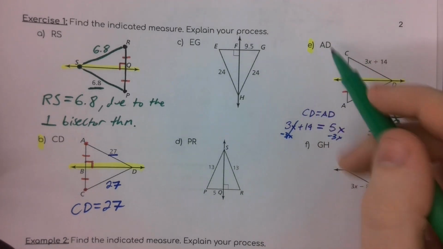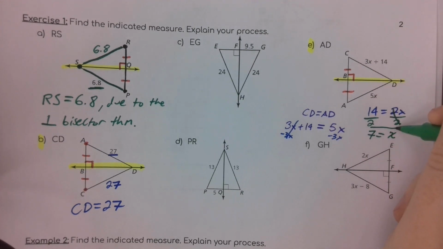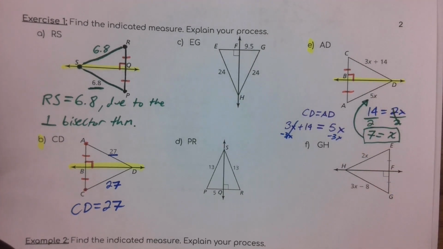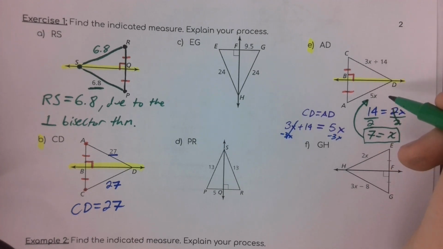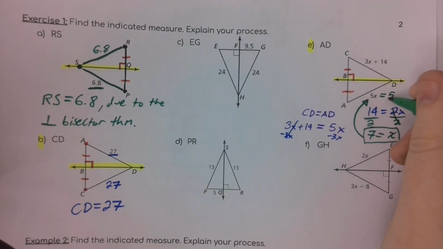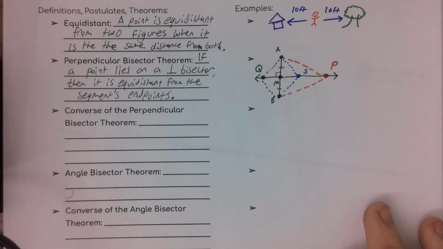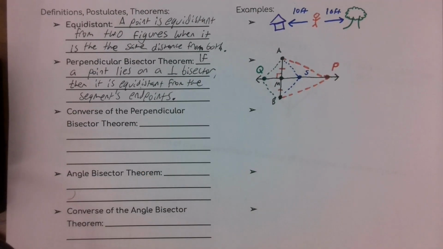But we're not looking for x here, we're looking for the length of AD. So let's take this length here and plug it in for this. 5 times x, or 5 times 7, equals 35. So 35 is the length of AD. Nice. It turns out that even though this theorem works, the converse also works.